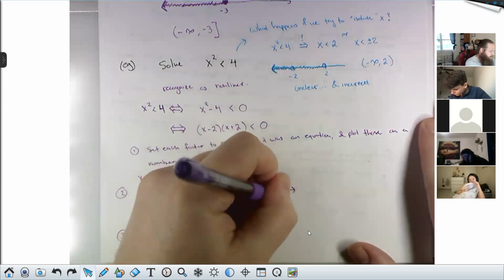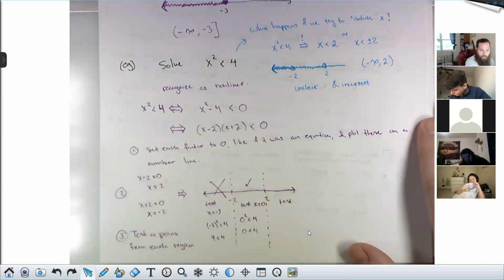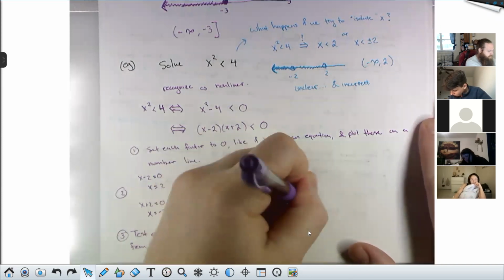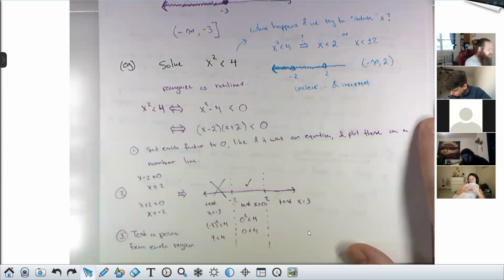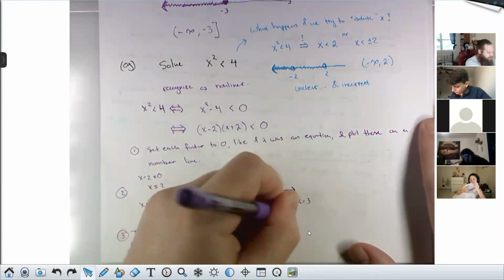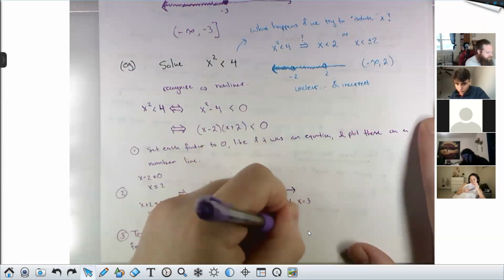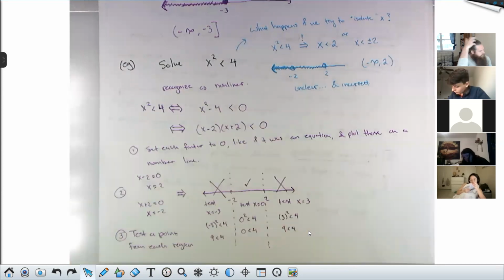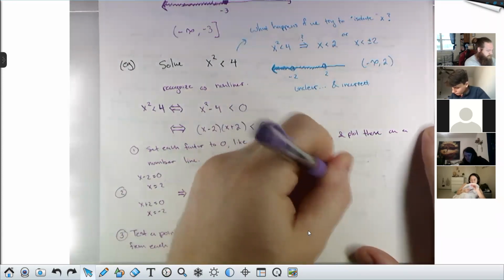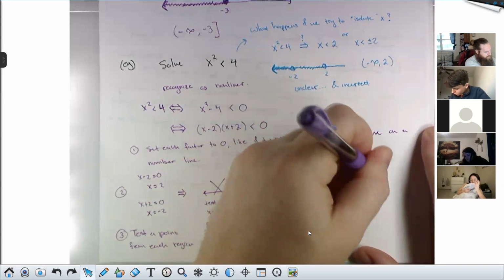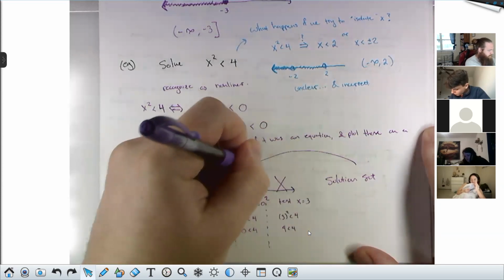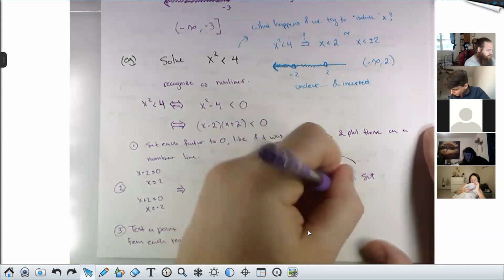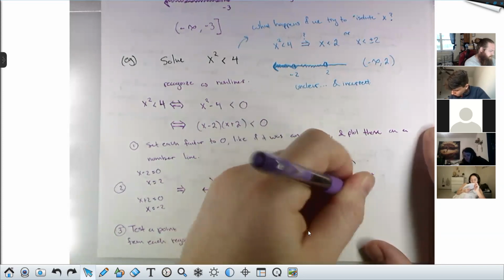And then over here, I could test x equals 2.5 or x equals 7, but I'll just go with the obvious choice, x equals 3. 3 is over here. And the same thing happens when I plug that in. I get 3 squared less than 4, which means 9 is less than 4, which is false. So I kick this region out also. Which means my solution set is this middle region, which is the open interval from -2 to 2.